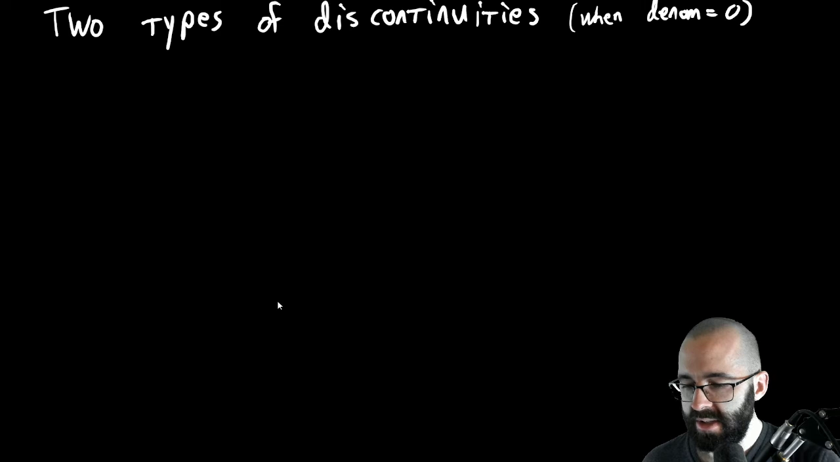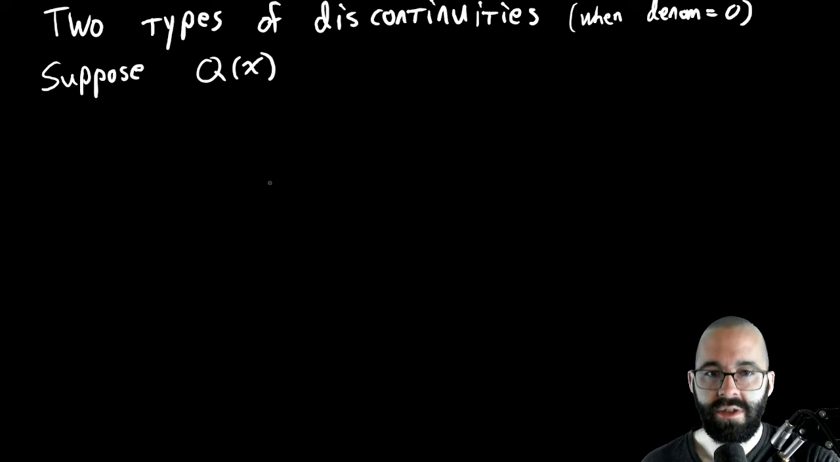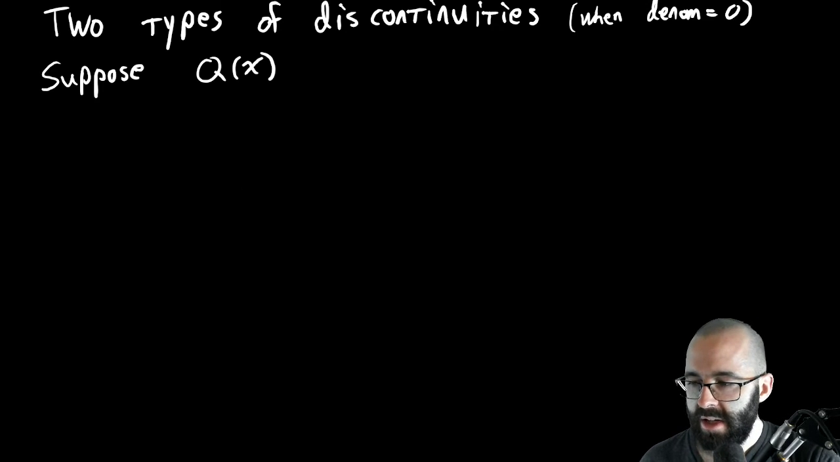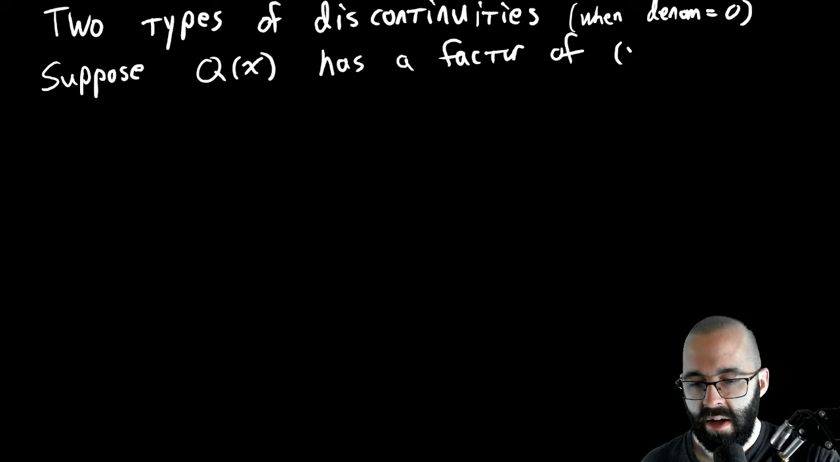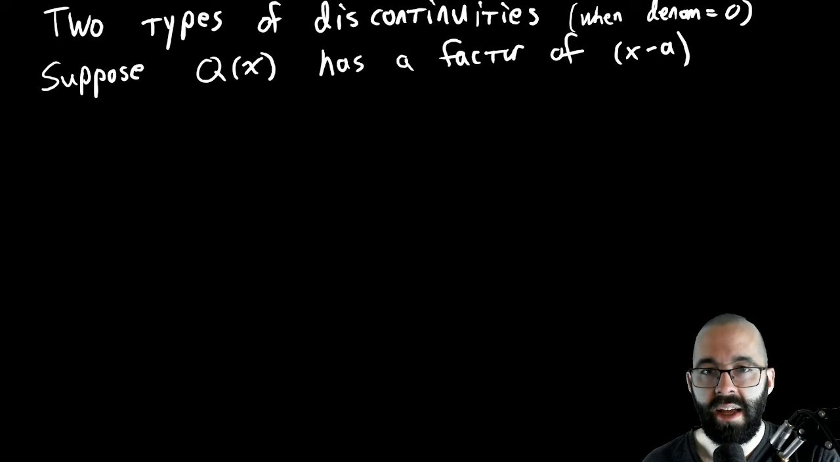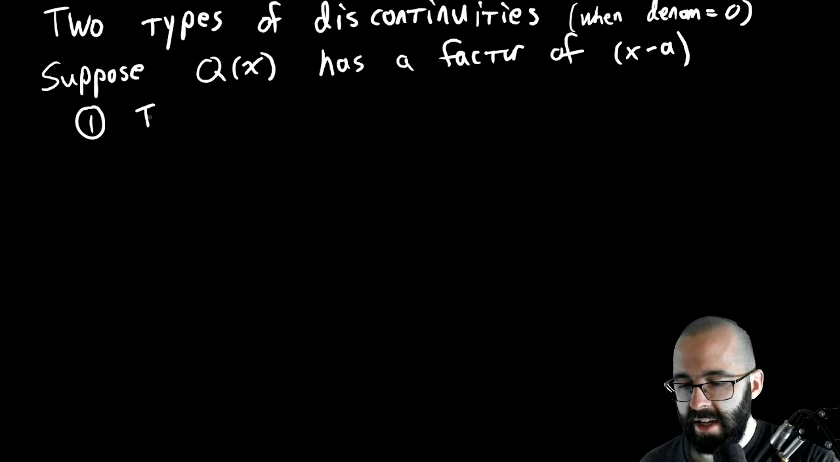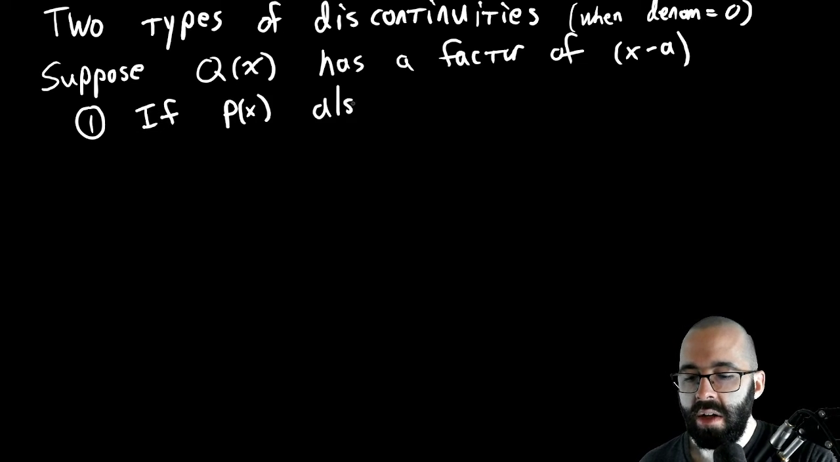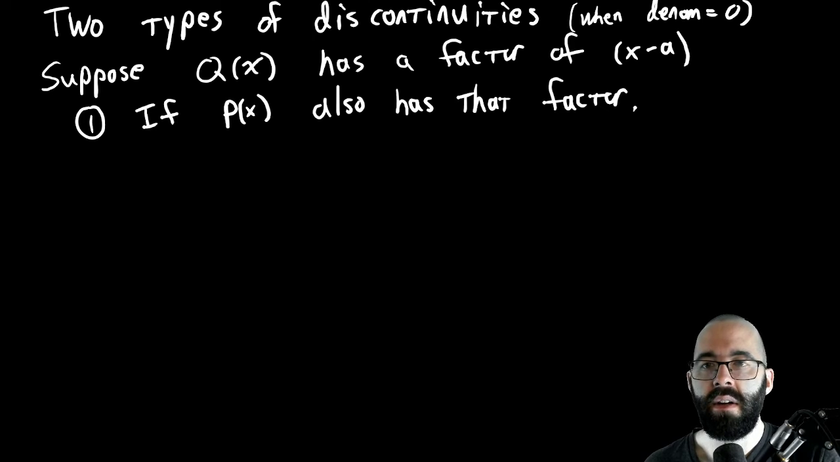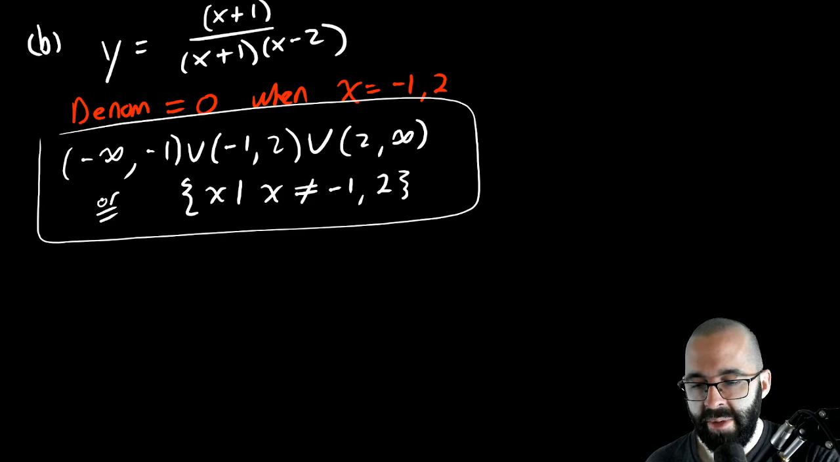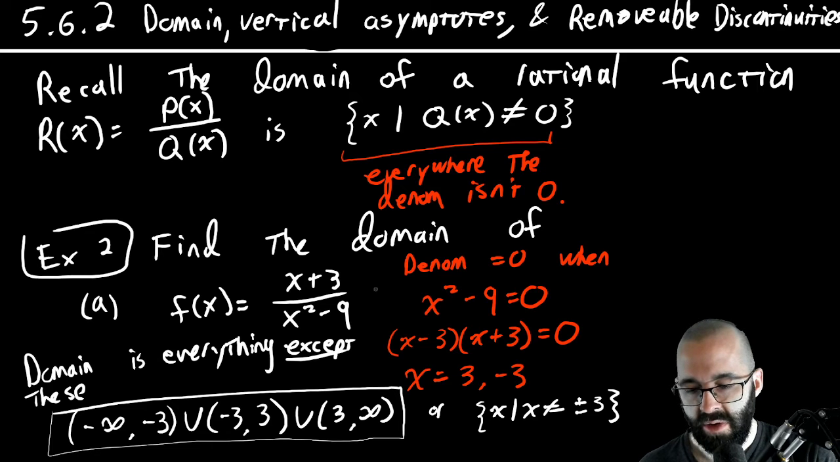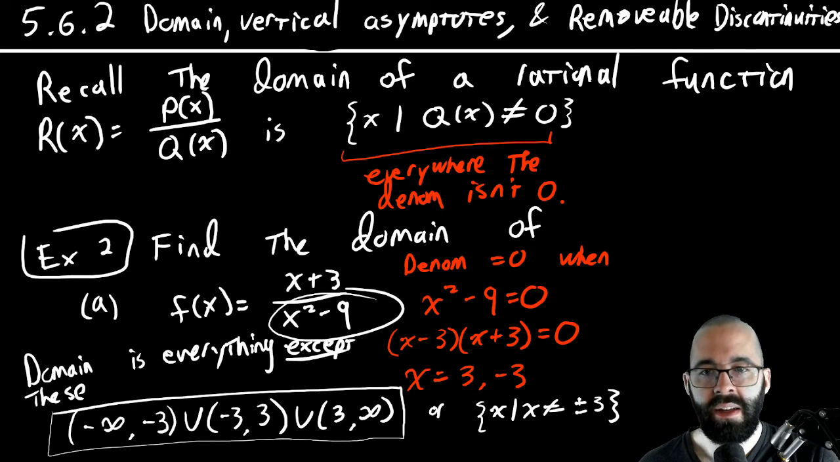Okay. So let's suppose that q of x is our denominator polynomial function. Suppose q of x has a factor of x minus a. Well then, if p of x also has that factor, what's going to happen? What are we talking about? Let's say the denominator has a factor. So this denominator has a factor of x minus 3 and x plus 3.